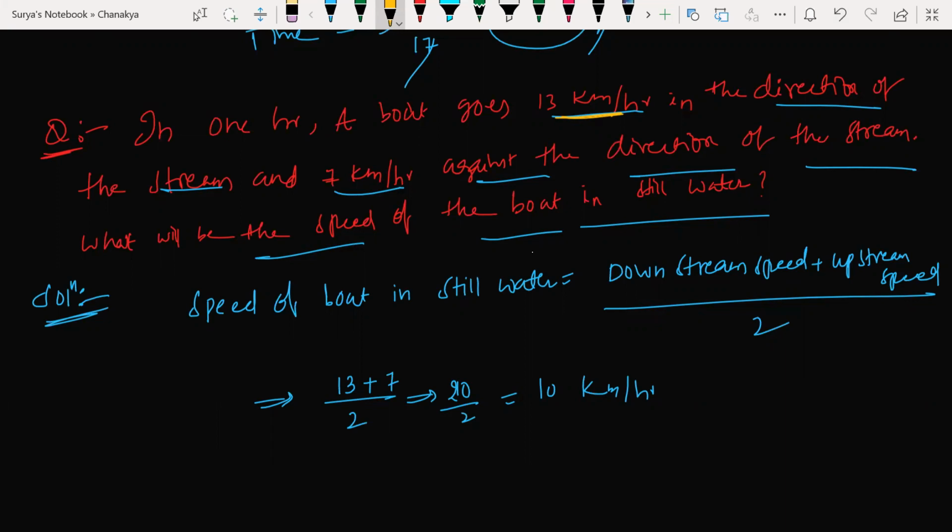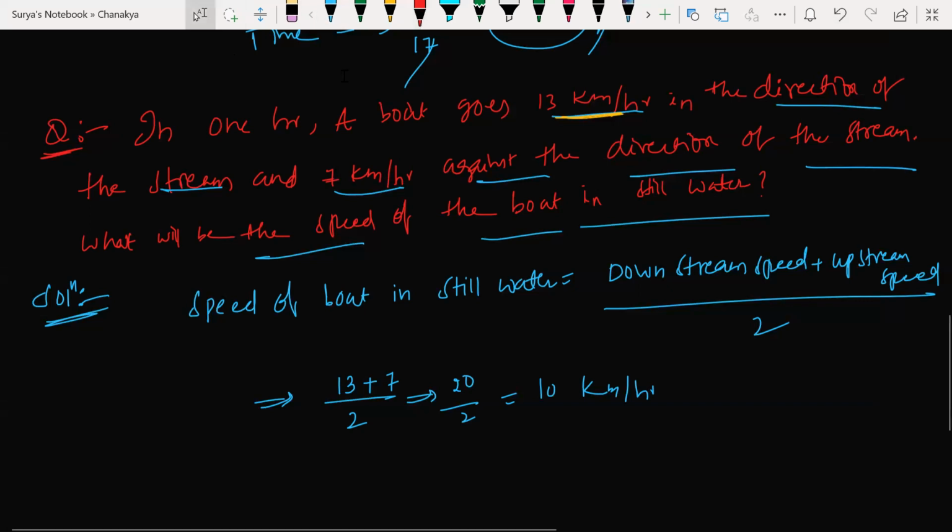Against the stream means the stream is coming in one direction and the boat is going in the opposite direction. It is going against it. So that is upstream. These are common sense. Okay, this is the answer.